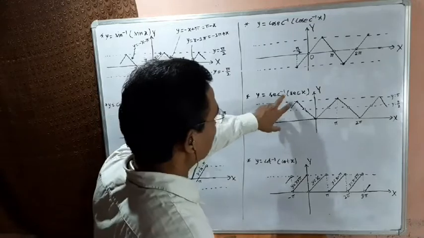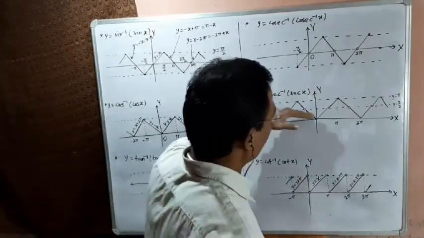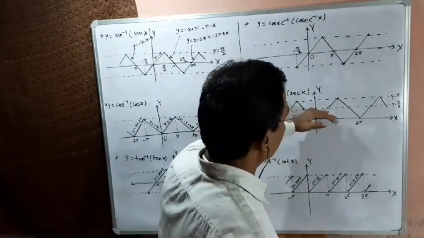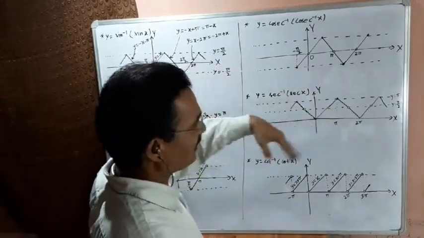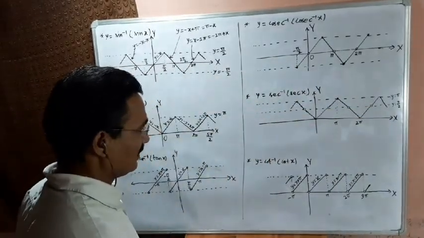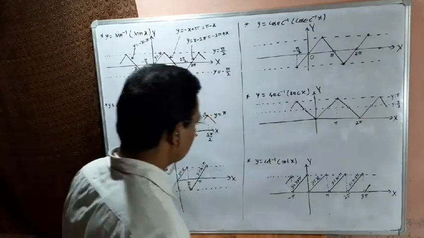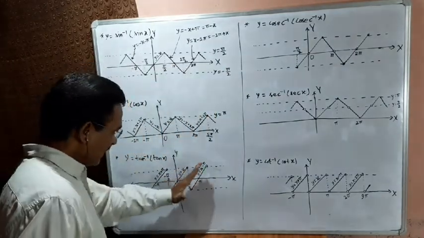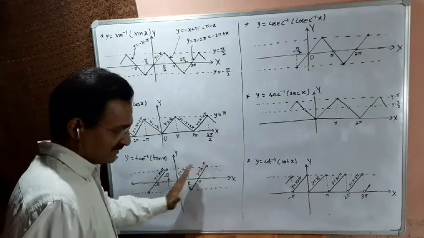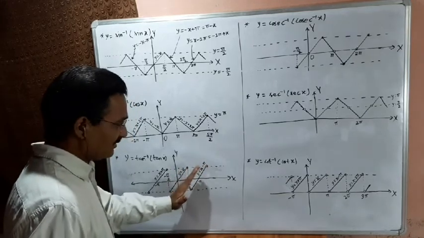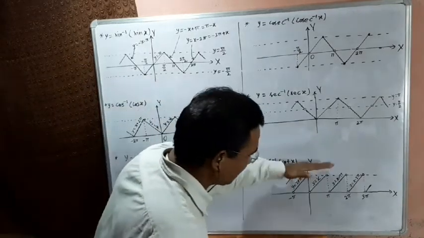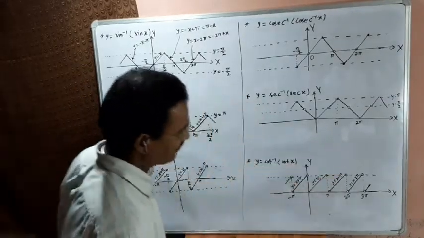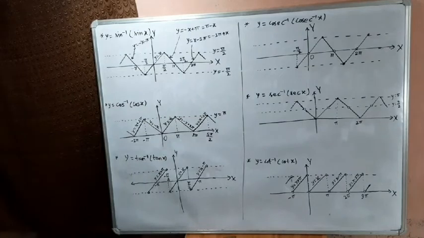Similarly, sec inverse x will not be defined at odd multiples of pi by 2: minus pi by 2, pi by 2, 3 pi by 2, 5 pi by 2. Such angles will be excluded from its domain. And the cot inverse x equation will be the same as tan inverse of tan x, but the range of this will be above the x axis from 0 to pi. So just remember this graph.